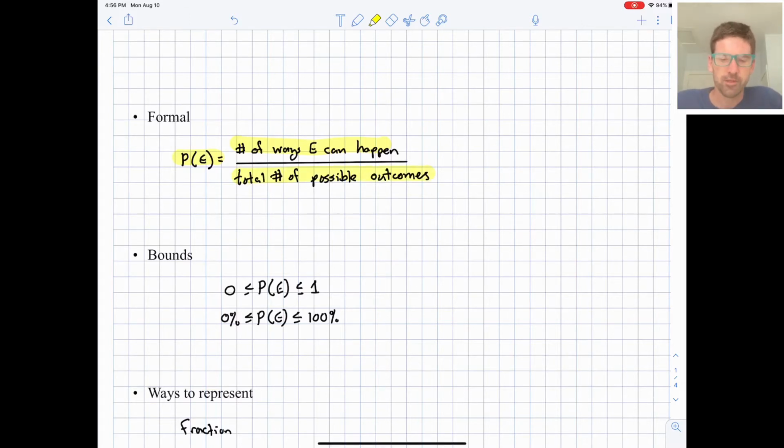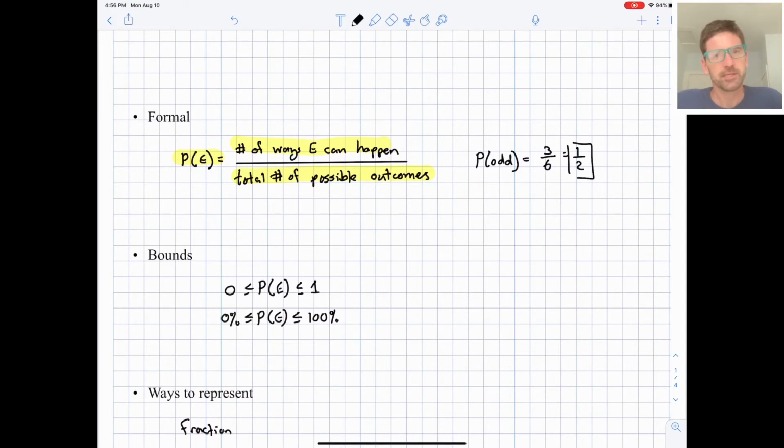Okay, so let's say you're rolling a die and you're wondering about the probability of getting an odd. Okay, so how many ways could you get an odd number? 3 of them. You could get a 1, 3, or 5 when you roll a 6-sided die. And how many total things could happen? There's 6. Okay, so the probability of getting an odd number is 1/2.